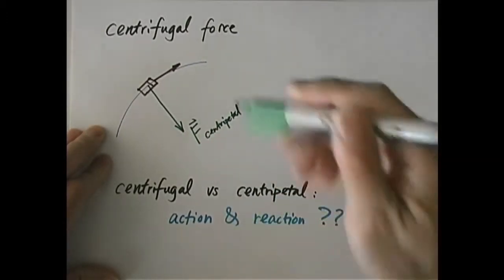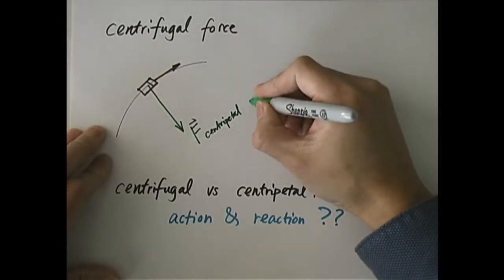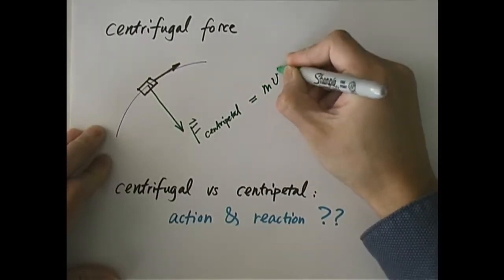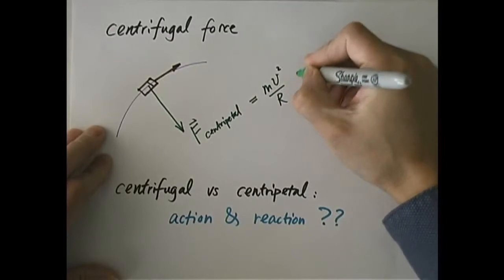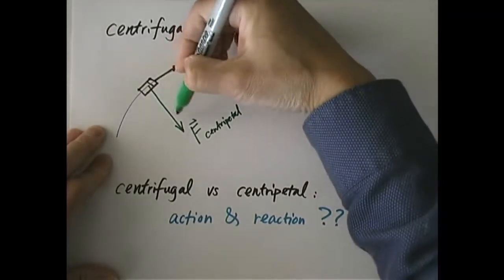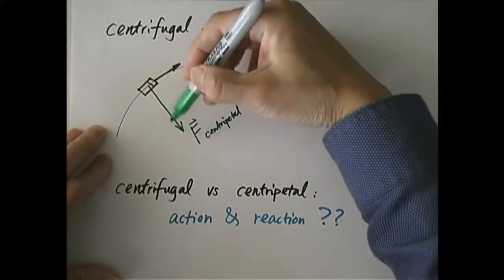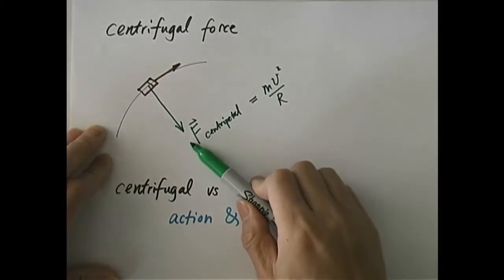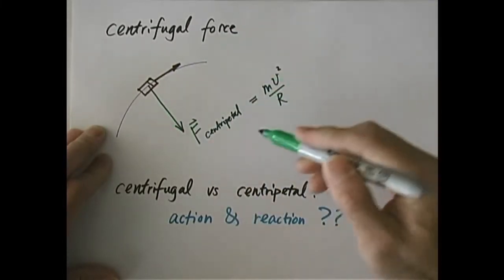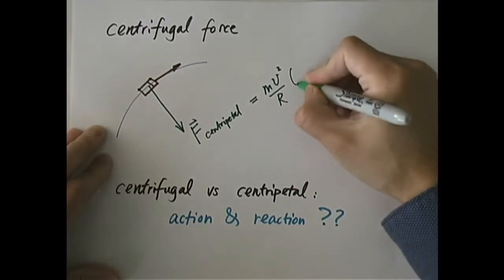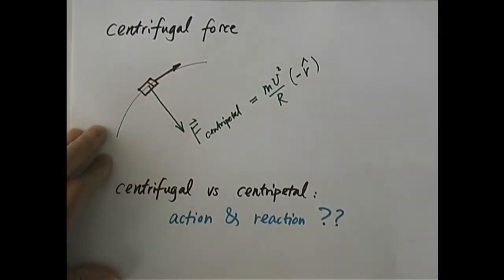How much is it equal to? It equals M V squared over R. The direction is into the center of the circle. Usually what I do is I use a unit vector pointing from the center of the circle outwards. We call it the unit vector along R, so here it is negative because it goes backwards. That is the real force, right?